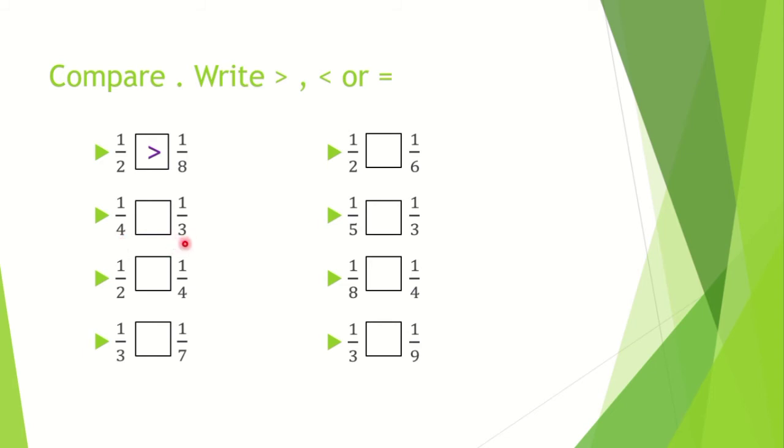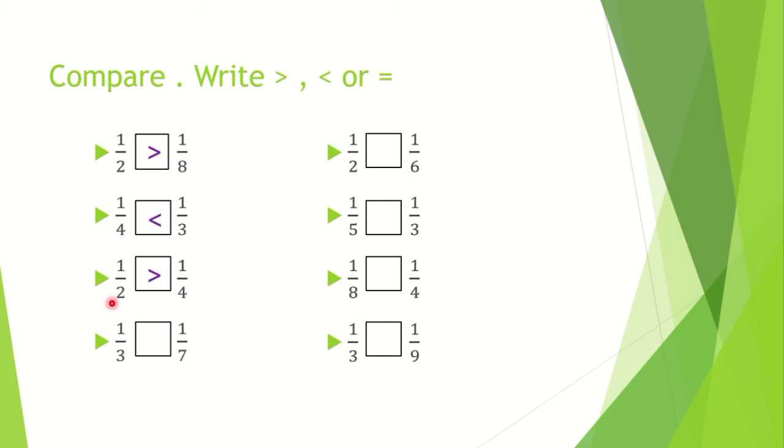Okay, let's see another one. Fourth or third, who's the greater? Let's see the smallest number in denominator. Here 4, here 3. So 3 is less than 4. Then fourth is smaller than third. Okay, let's see another one. Half or fourth? Let's see the smallest number. The smallest number here is 2. So the biggest fraction is half.